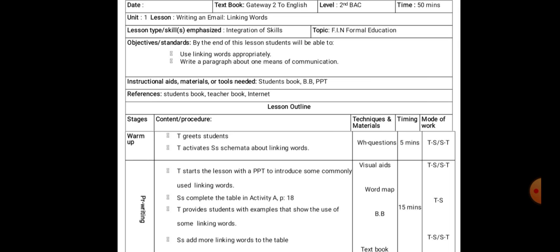We have the first one, stages. The first stage is warm-up. The teacher greets students, always greets students. The teacher activates students' schemata about linking words. We have the techniques, materials: WH questions. The timing is just 3 minutes or 5 minutes, at maximum 5 minutes. Mode of work: teacher-students, students-teacher interaction.